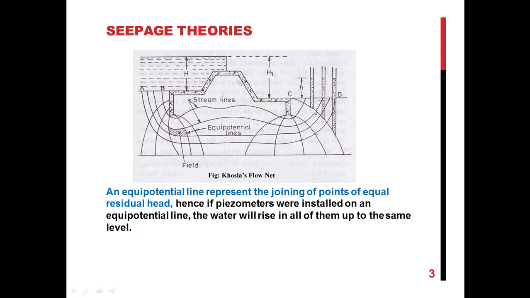As shown in the figure, this is the equipotential line, and 3 piezometers were installed at this equipotential line. You can see the water rises up to the same level in all of the 3 piezometers, showing the equipotential line. So equipotential lines are the lines in which the residual head is equal at every point.